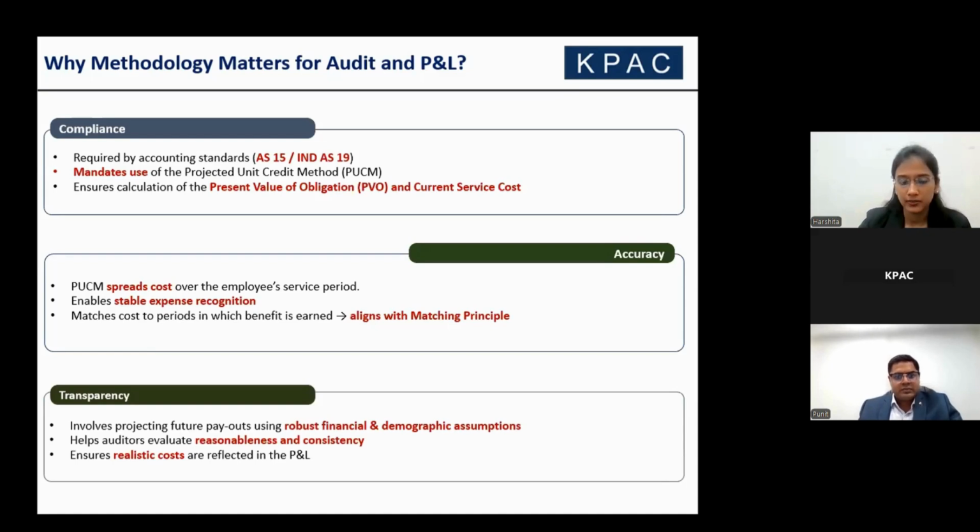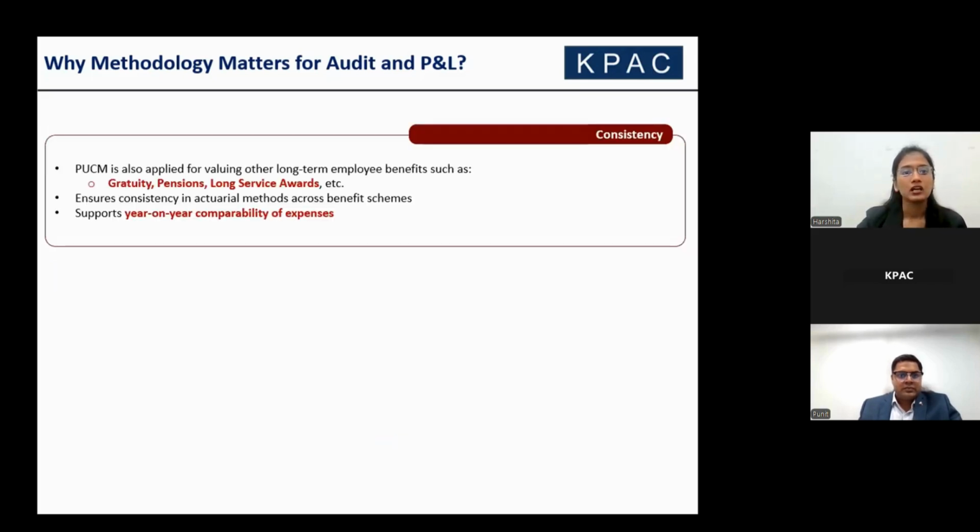Next is transparency. The methodology involves projecting future payouts using robust financial and demographic assumptions. This detailed approach helps auditors evaluate the reasonableness and consistency of your provisions. It ensures that realistic costs for employee benefits are reflected accurately in the P&L, providing a clear picture to the stakeholders.